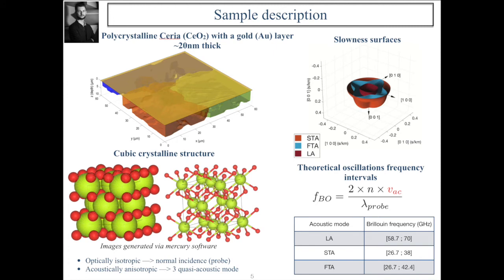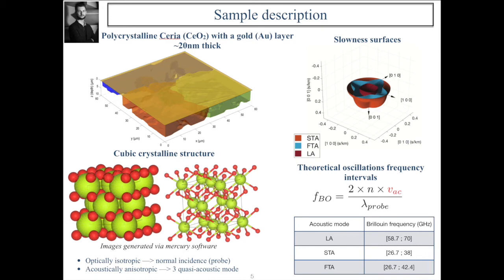Acoustical anisotropy means that the wave will not propagate at the same velocity depending on the orientation of the crystalline structure. Hence, to determine the Brillouin oscillation frequency interval, the slowness surfaces are plotted and the intervals are determined for each possible quasi-acoustic mode. The stronger anisotropy of shear waves is evident when looking at the 3D representation of the slowness surfaces. Since up to 3 acoustic modes can be monitored in this sample, a mode-by-mode signal processing technique has been developed.